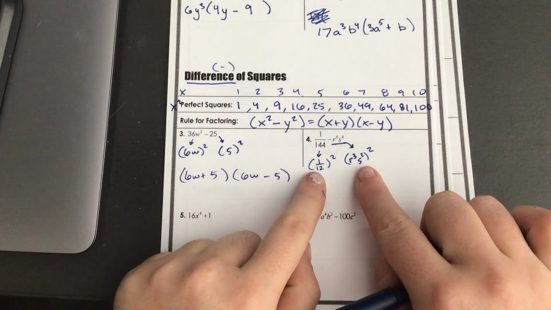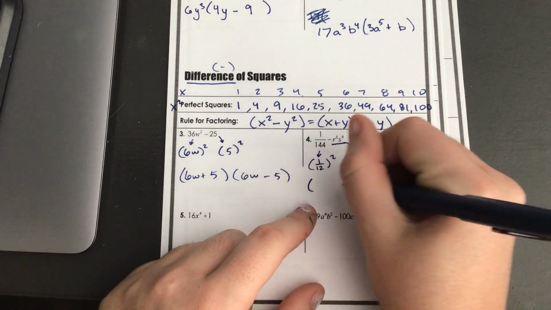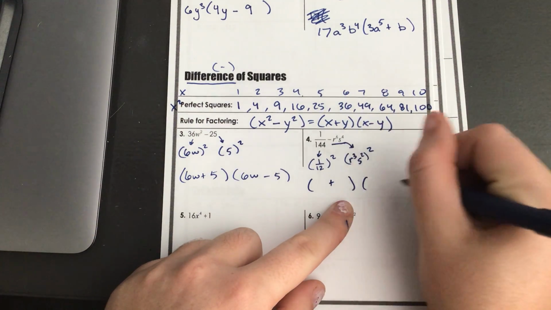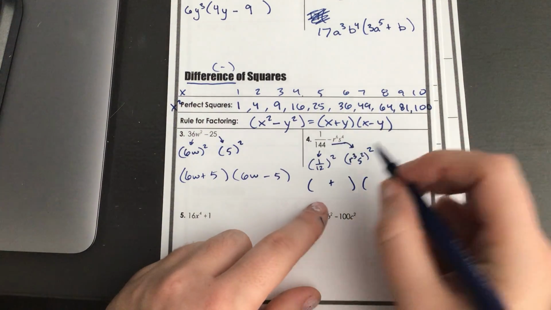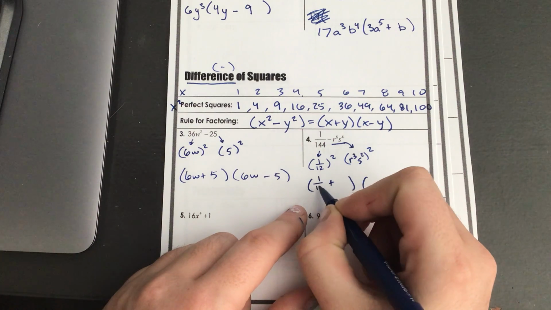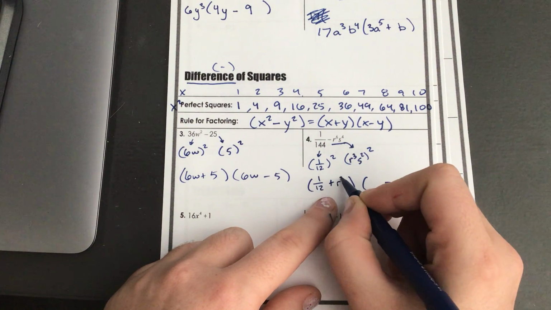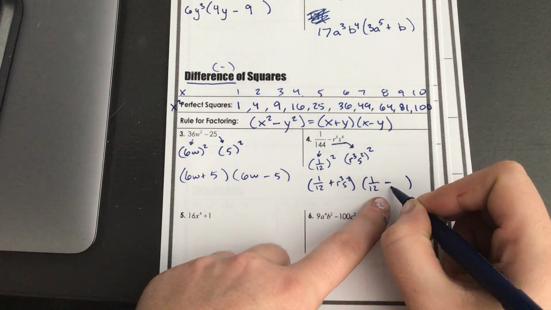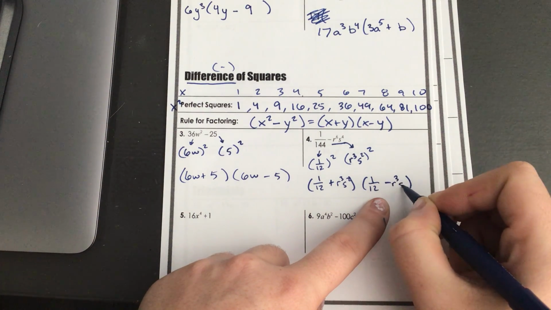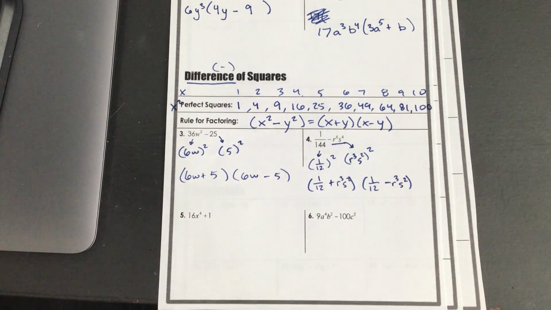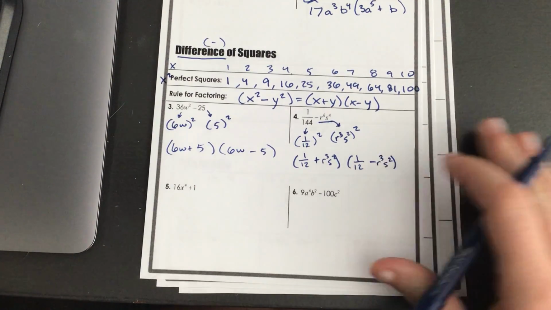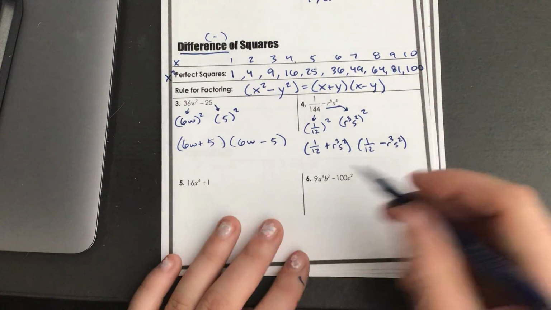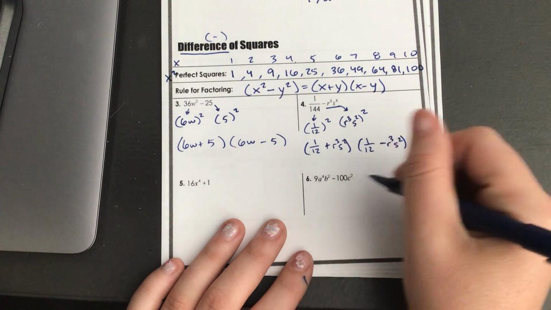Now that I have my x and my y, I'm going to put it in my rule. Something being added, something being subtracted. We're going to have 1/12 plus r cubed s squared and 1/12 minus r cubed s squared. There's that. Let's do number 6. I'm going to skip number 5 for the time being.